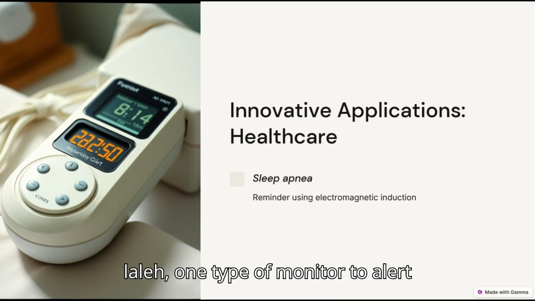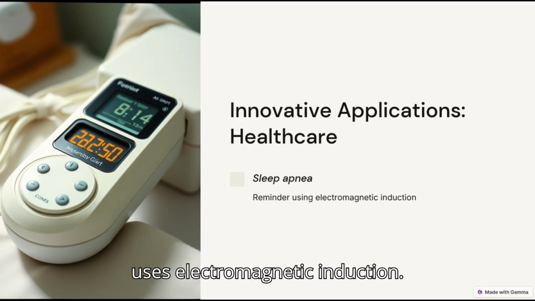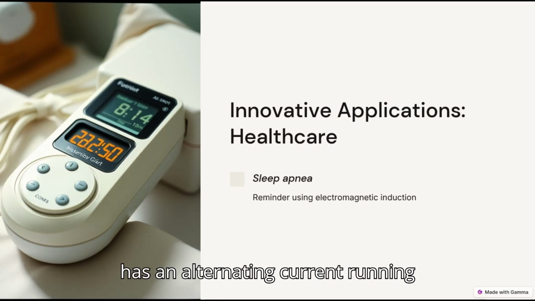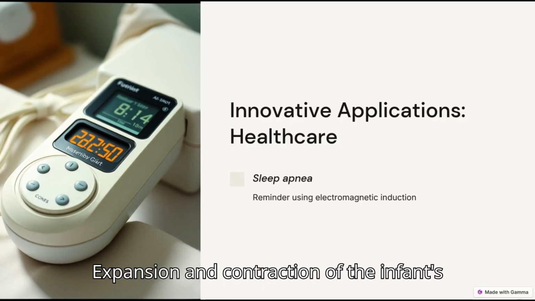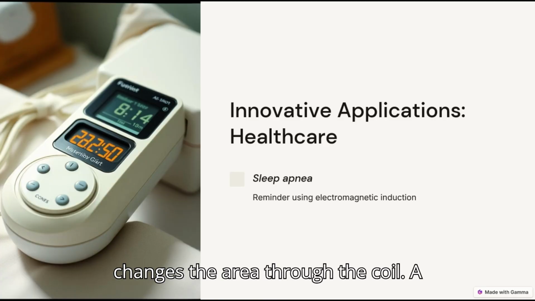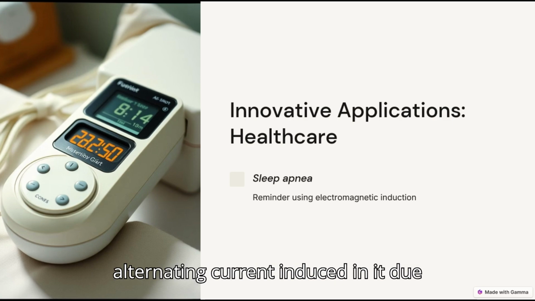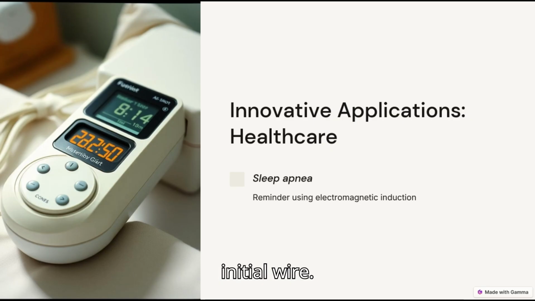One type of monitor to alert parents when a child is not breathing uses electromagnetic induction. A wire wrapped around the infant's chest has an alternating current running through it. The expansion and contraction of the infant's chest as the infant breathes changes the area through the coil. A pickup coil located nearby has an alternating current induced in it due to the changing magnetic field of the initial wire.